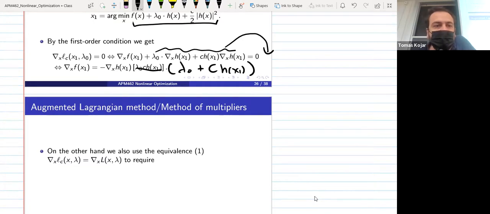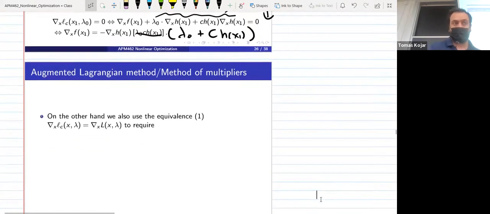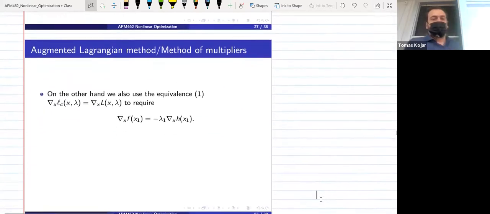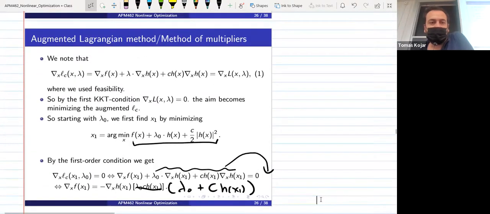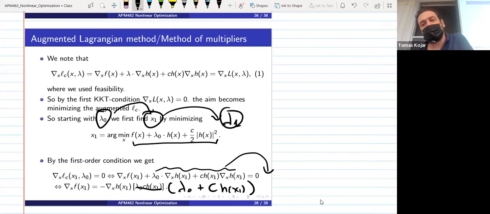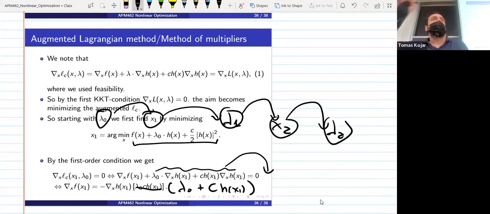Yeah, so now you have one expression for the gradient, and I'm going to get you one more, and that will give me the algorithm. So you want your lambda 1. Remember, I have lambda 0. I just found x1. Now I need to use this to find lambda 1, and then I'm going to use lambda 1 to get x2, and I'm going to use x2 to get lambda 2, and so on. Okay? So I found x1 by minimizing this expression. Now I'm going to find lambda 1.